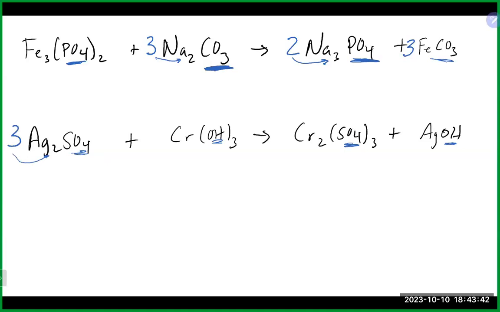That's going to give me 6 silvers. So that's where I'm going to go next. I'm going to put a 6 there in front of my silver. That gives me 6 silvers and now 6 hydroxides, which is where I want to go next. And I'm going to put a 2 there. And now I am balanced at that point. Now, let's just say that maybe you chose wrong, right? So maybe you chose the other guy to start with.